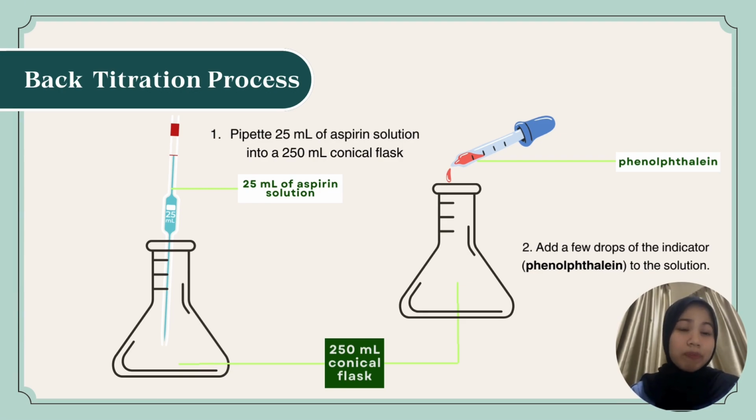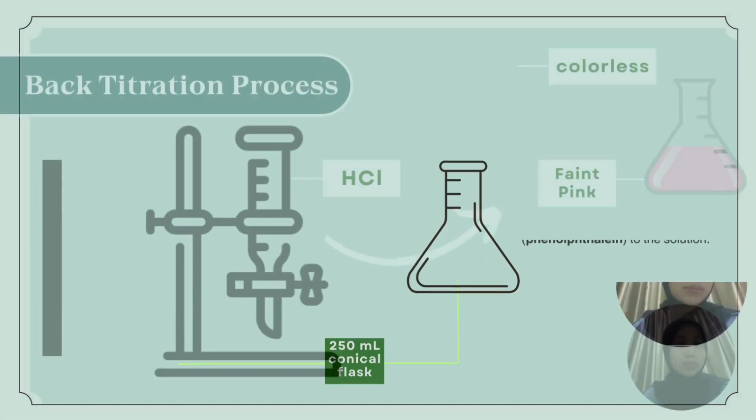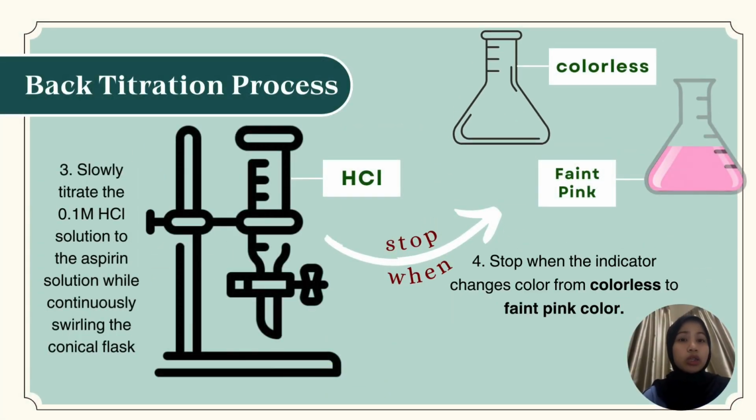Start with the back titration process. Pipette 25 ml of aspirin solution into a 250 ml conical flask, and then add 2 or 3 drops of the indicator phenolphthalein to the solution. Slowly titrate 0.1 molar HCl solution into the aspirin solution while continuously swirling the conical flask. Stop when the indicator changes color from colorless to a faint pink.